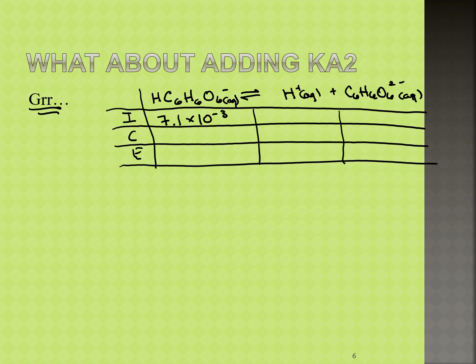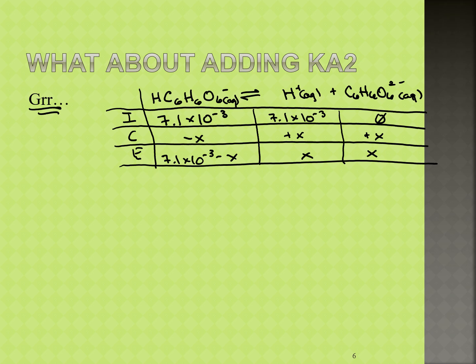All right, well, X was also equal to H plus. So we're not starting with none of it this time. We're starting with a little bit of it, 7.1 times 10 to the minus third. All right, but we have not yet made any of the C6H6O6 2 minus. We didn't make any of that in step 1. Now, how much are they going to change by? Well, we aren't 100% sure, so we're going to say that this is going to go down by X, and our products are going to go up by X. So 7.1 times 10 to the minus third minus X, and we have X and X.